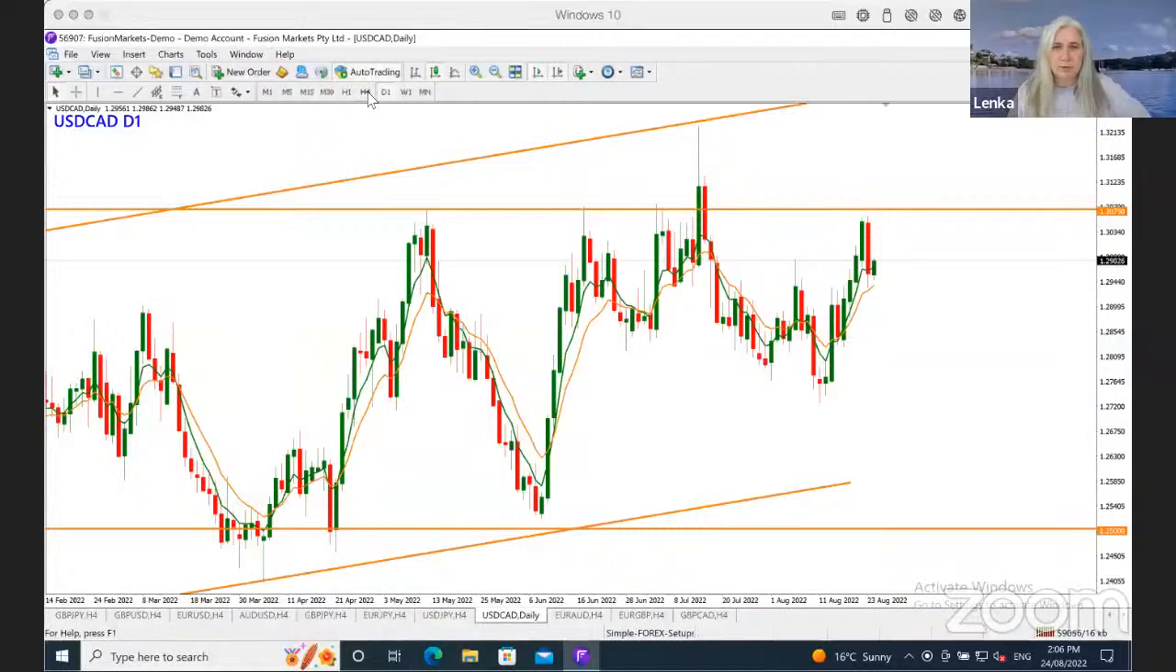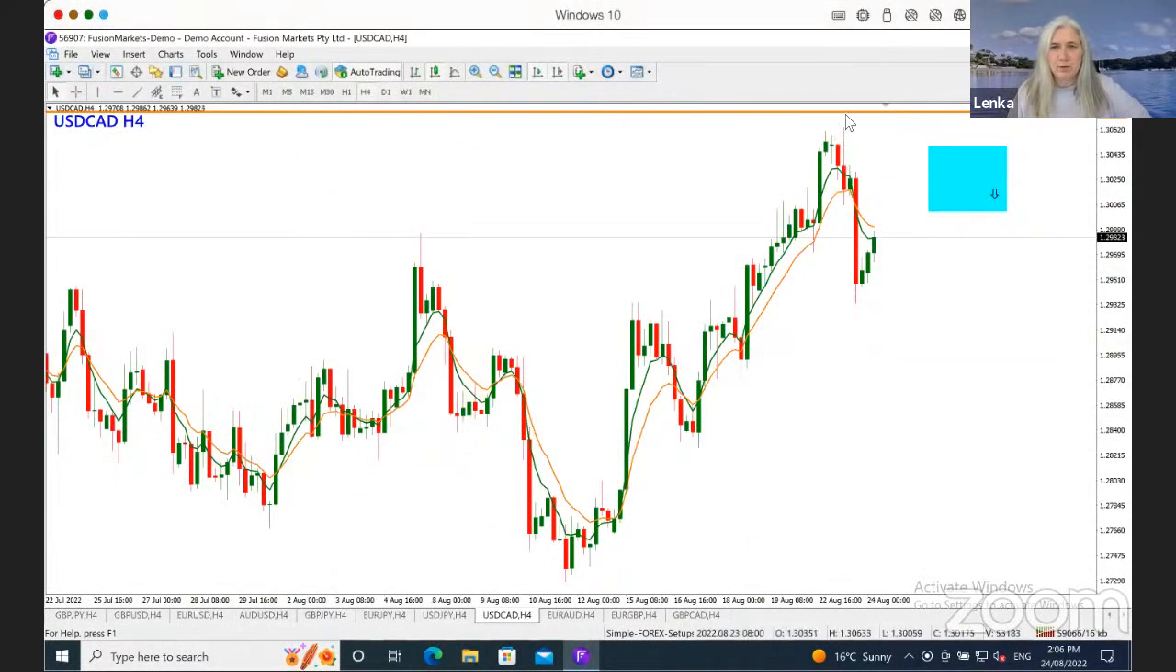So at the moment on the 4-hourly, we've had not quite a touch up there, but we had a strong rejection with the engulfing bar and another long red bar. So I'm now looking to see if the price comes up a little bit, gives us a lower high, then I would be looking to short there. Or if it comes up and maybe gives us a double top, or actually touches that previous resistance line and rejects that. So there's a few different levels where I would be looking to short USD CAD.